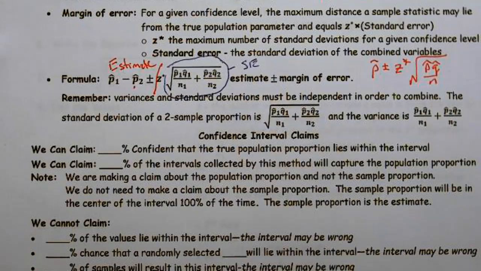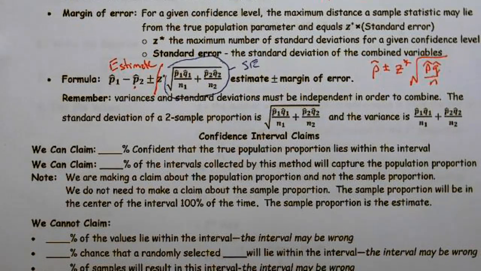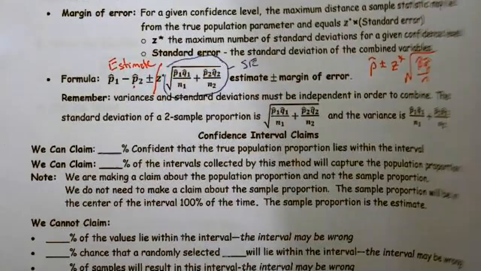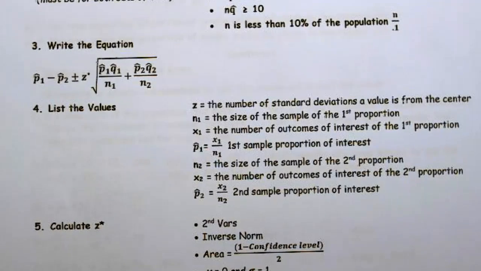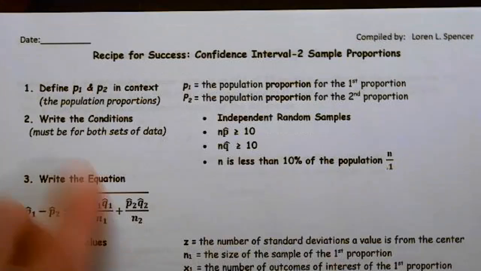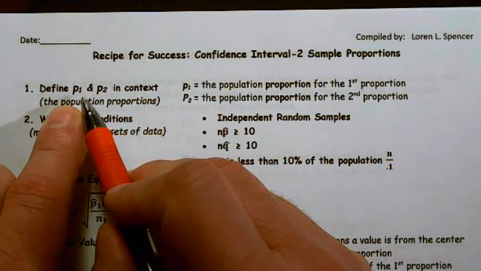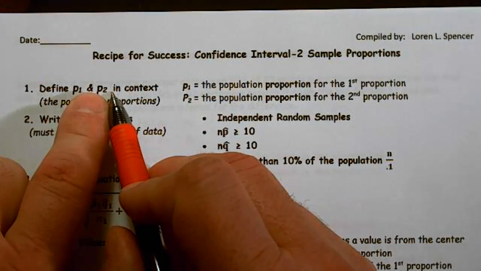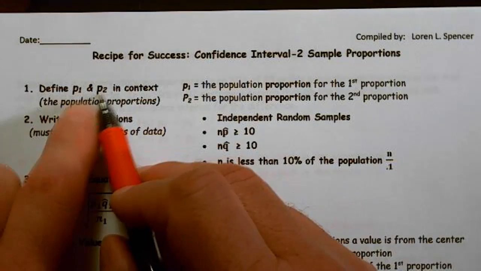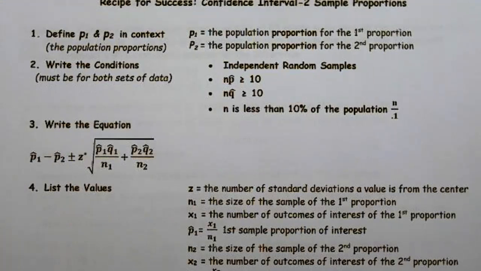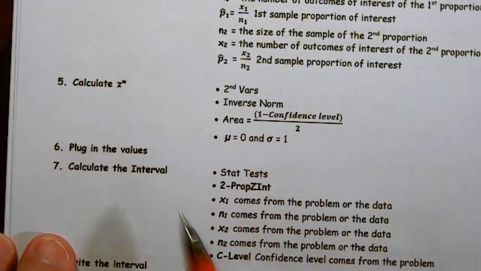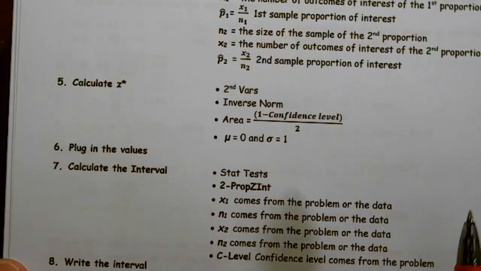Okay, so basically, you can read that page, but it's very similar to what we've done before. As far as our recipe for success, because you have two populations, you have to define P1 and P2. Please note this is the population proportion of 1 and the population proportion of 2. This is not P hat 1 and P hat 2. We need to write the conditions, and we're going to have to do it for both. And everything else is going to run very much the same way.